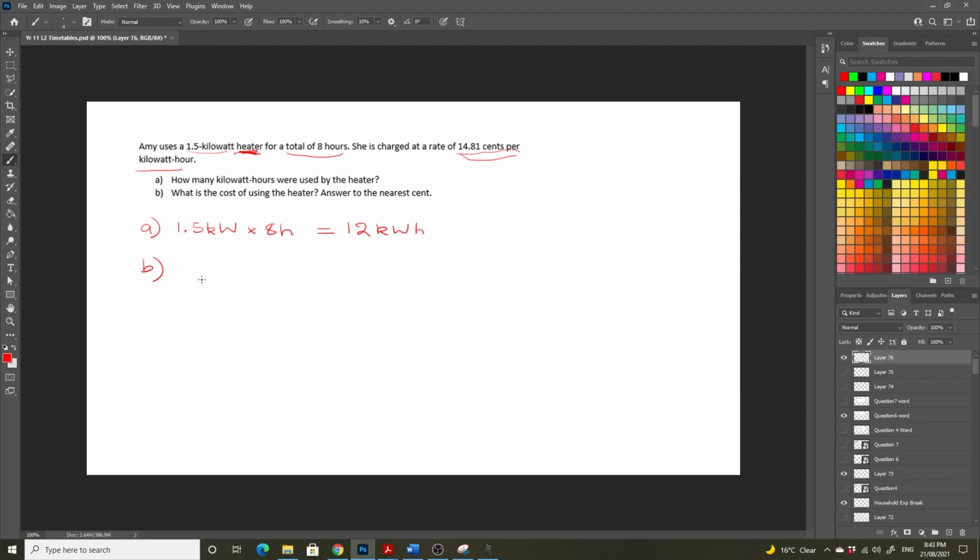Now part B, what is the cost of using the heater? To answer to the nearest cent, we need to multiply our energy usage by the cost per kilowatt hour. So that's going to be 12 kilowatt hours multiplied by the rate of 14.81 cents per kilowatt hour. And as you can see, the units will cancel and we'll be just left with cents.